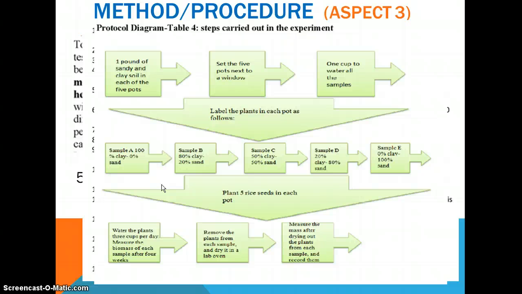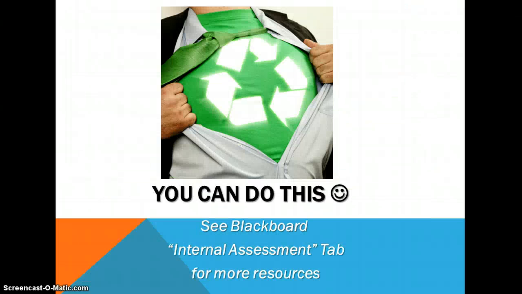So the big idea for planning is to be detail oriented and to really tell me what you're doing step by step and have a good way of collecting data on your hypothesis. You can do this, see more help on Blackboard, and ask me for help in class. Planning sections are totally doable. They just take some time.